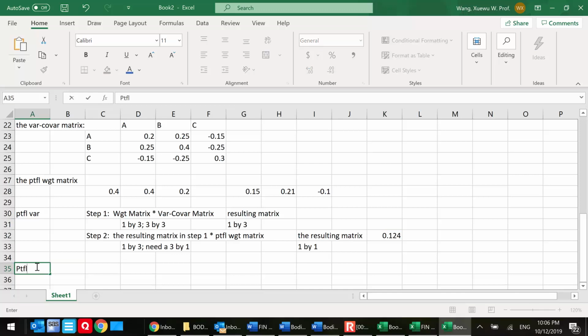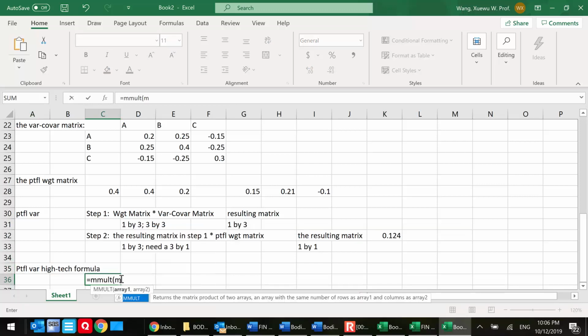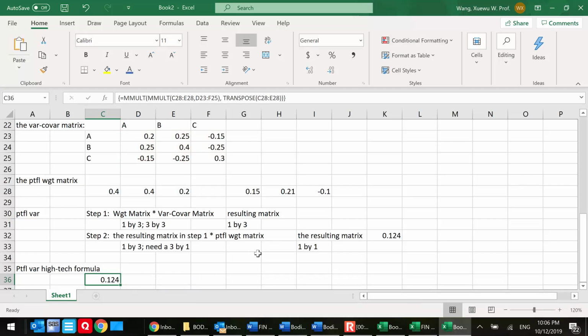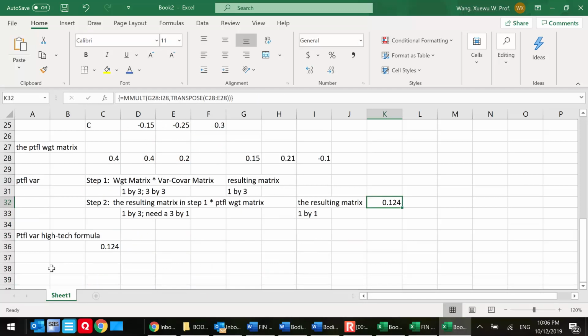Now the portfolio variance high-tech formula. I'm going to compress these two steps into a single step using matrix multiplication. I take the weights, I take the variance covariance matrix, and then I transpose the weight matrix again. Close the transpose, close the matrix multiplication outside, Control Shift Enter. That is the portfolio variance.